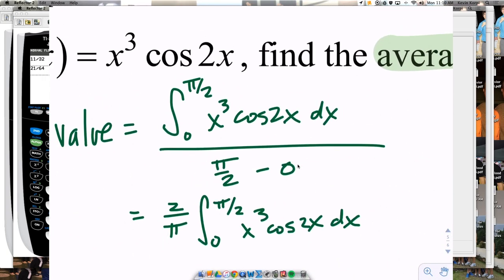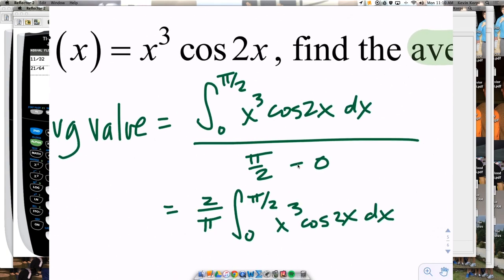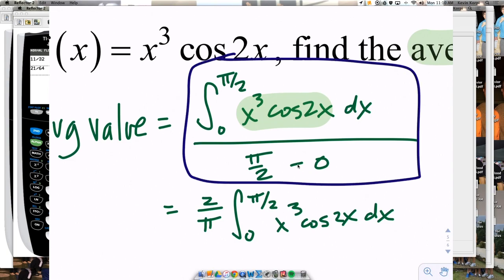So the integral from 0 to pi halves, because it's not a calculator problem, instead of just putting f of x, I actually wrote the expression for the function there, dx, over the width, which is pi halves minus 0. So this step right here is important because it indicates your method, it's your setup.